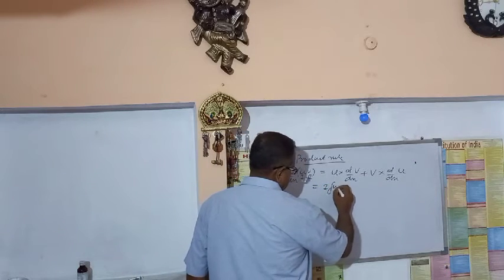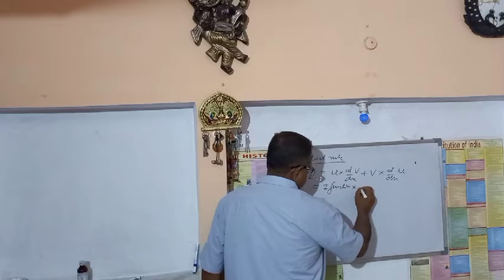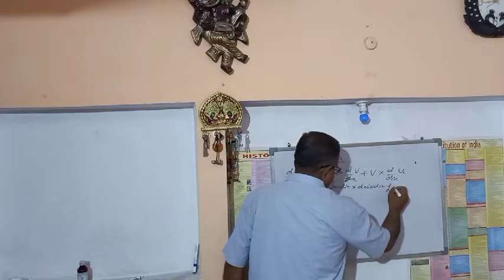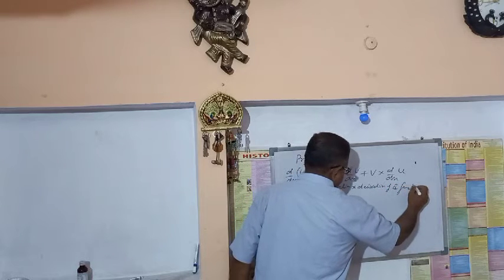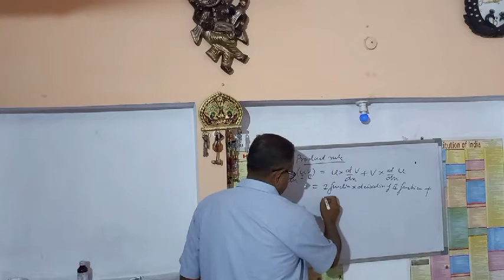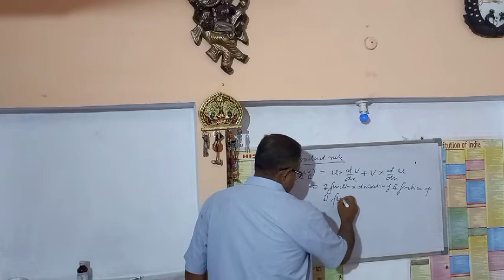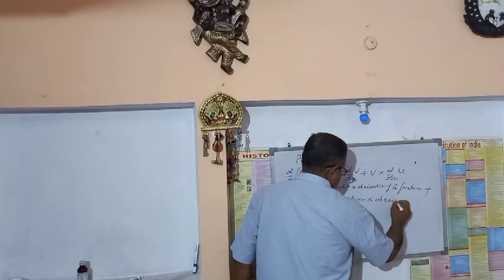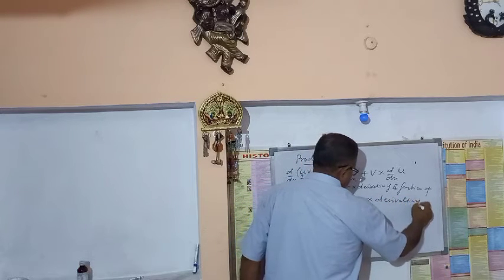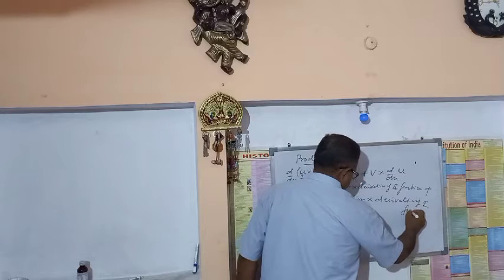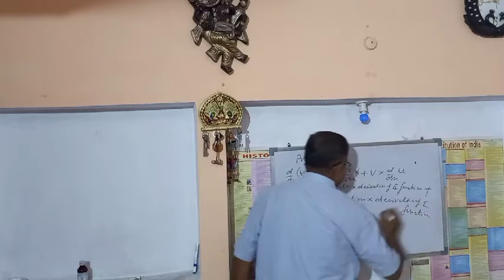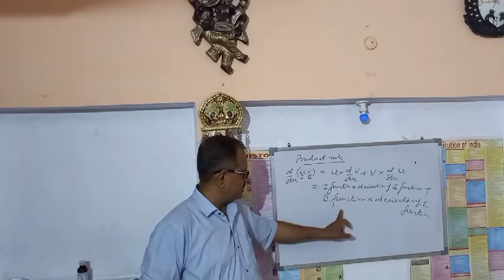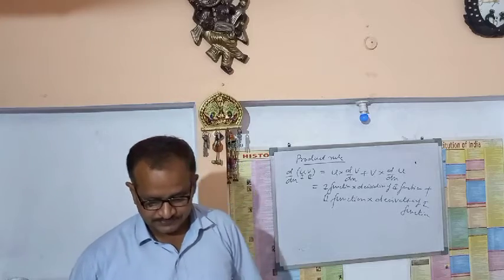First function into derivative of second function plus second function into derivative of first function. So this is the product rule. First function into derivative of second plus second into derivative of first.